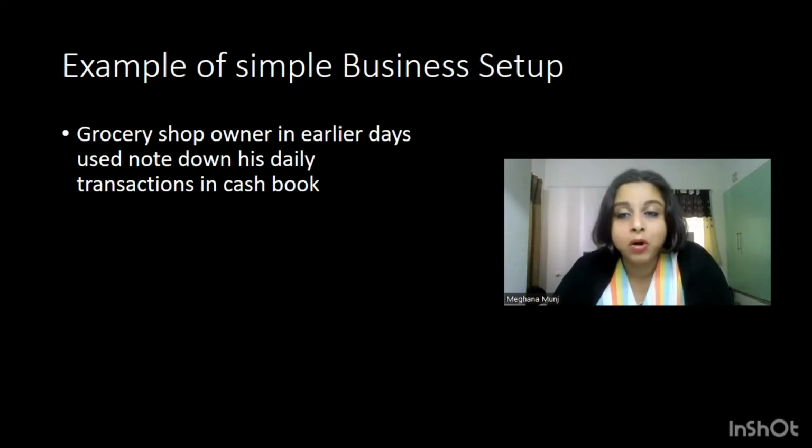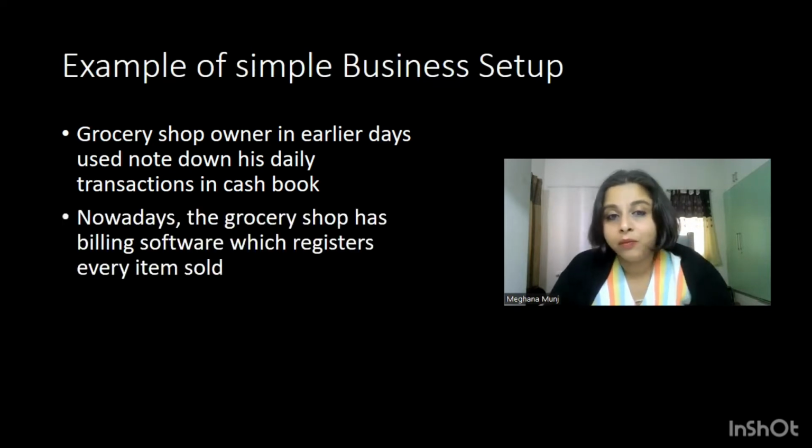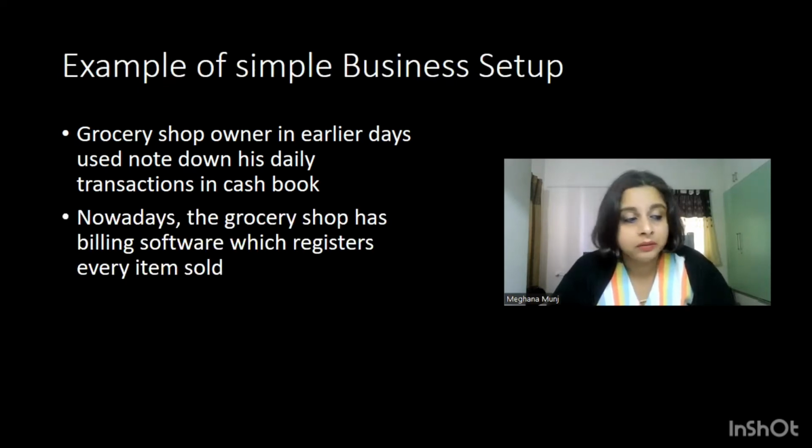So basically all these things were manually noted. There were no IT software or systems or apps available either on computers, servers, or tabs, etc. Now, the next change which came up was that these grocery shops got billing software, and what these billing softwares do is register every item sold and give you one bill.